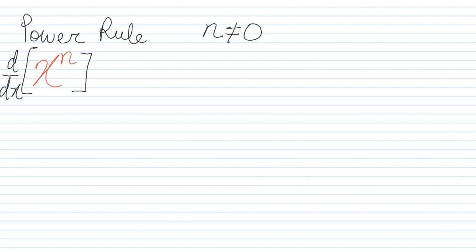So x raised to the power of n, when we differentiate it and apply the power rule, we get this. We have n, the power, become the coefficient of the variable, so nx, and we decrease that power by 1, so that will be n minus 1. So nx raised to the power of n minus 1. So that's basically it.